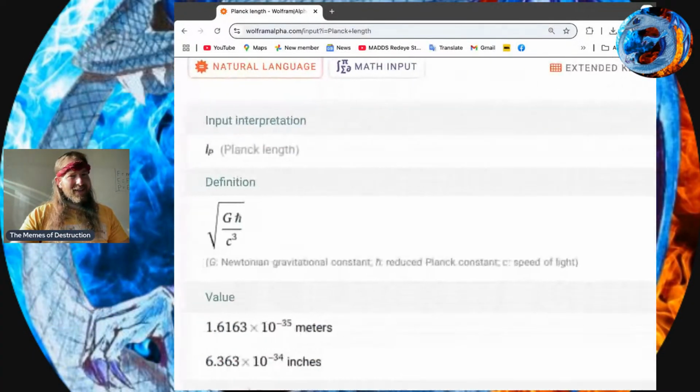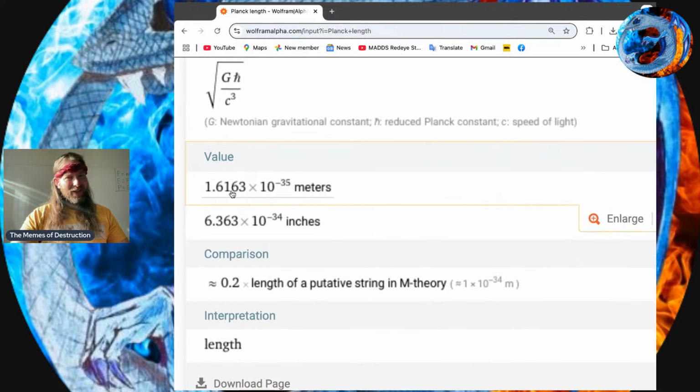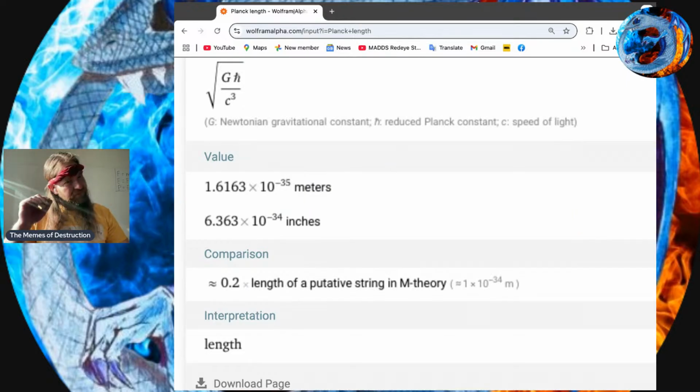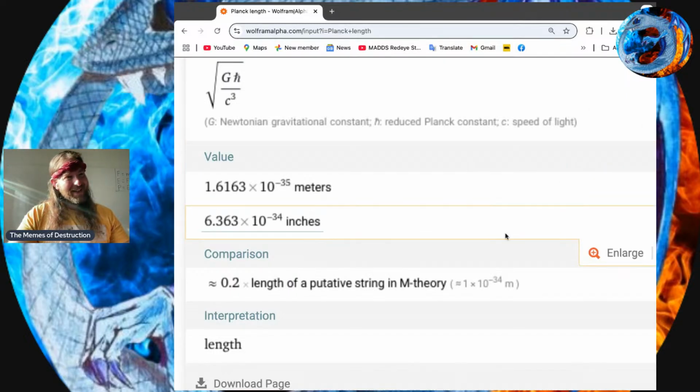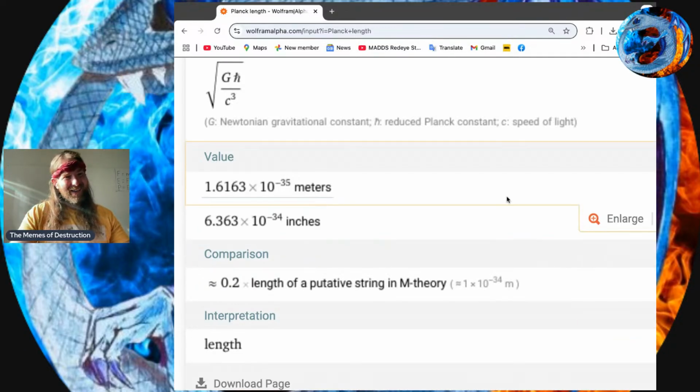All right, we got the Planck length here. What is behind this? It's the square root of the Newtonian gravitational constant times h bar, the minimum unit of action, divided by the speed of light to the third power. It gives you 1.6 times 10 to the minus 35 meters. Redonkulously small. An atom is like 10 to the minus 10-ish meters or so, so it's like 25 orders of magnitude, or decimal places, difference from the size of an atom. Frickin' small.